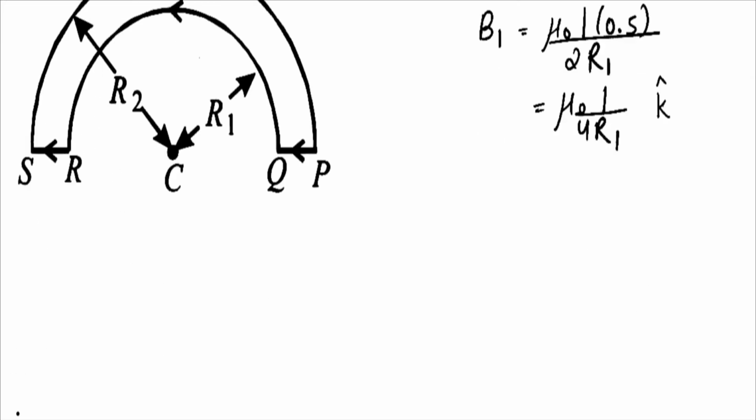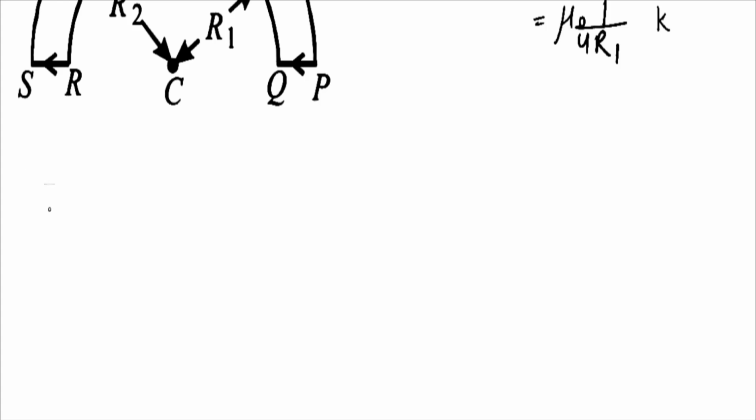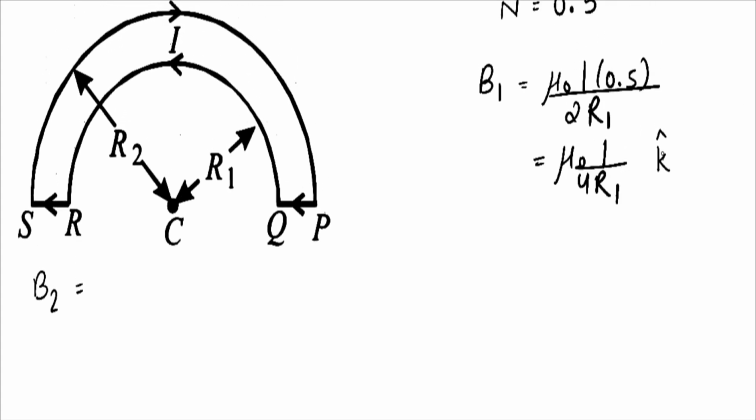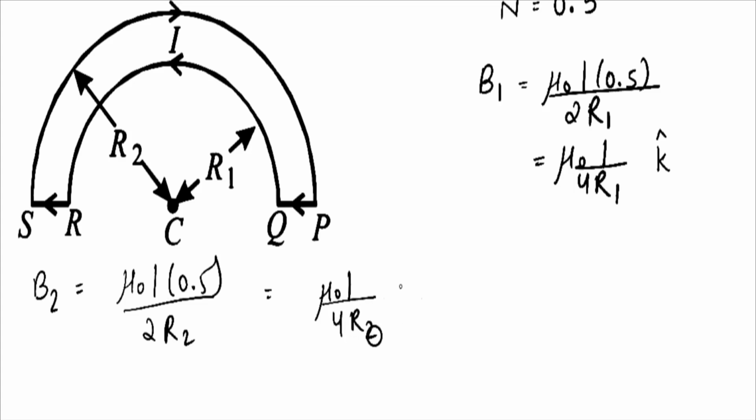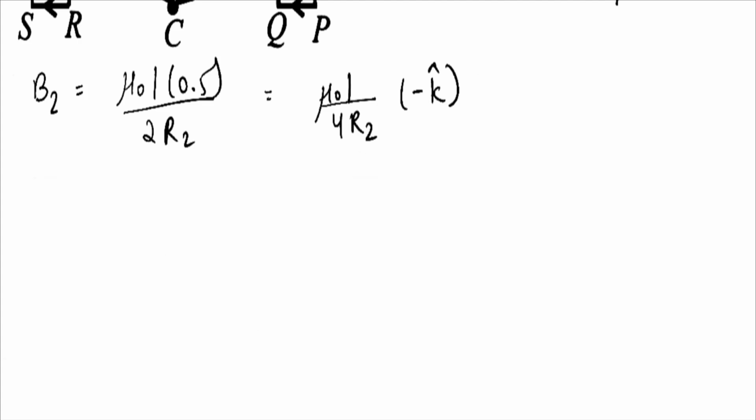Now, due to the second coil, we can write B2 to be equal to, since the direction of the current is opposite, the magnetic field would be inside the paper according to the screw rule. So that would be equal to mu naught I into 0.5 by 2R2. So this turns out to be equal to mu naught I by 4R2 along minus K direction. We can assume that the out of paper direction is K direction. So they would be in opposite directions.